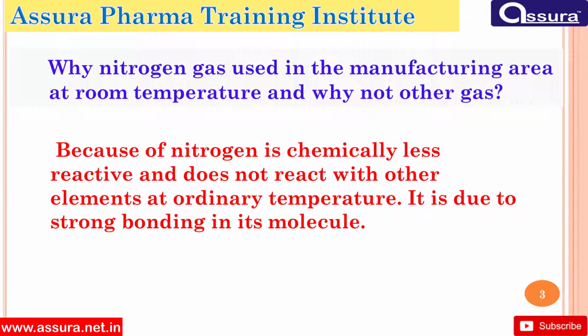Next, why is nitrogen gas used in the manufacturing area at room temperature and why not other gases? Because nitrogen gas is chemically less reactive and does not react with other elements at ordinary temperature. It is due to strong bonding in its molecule.